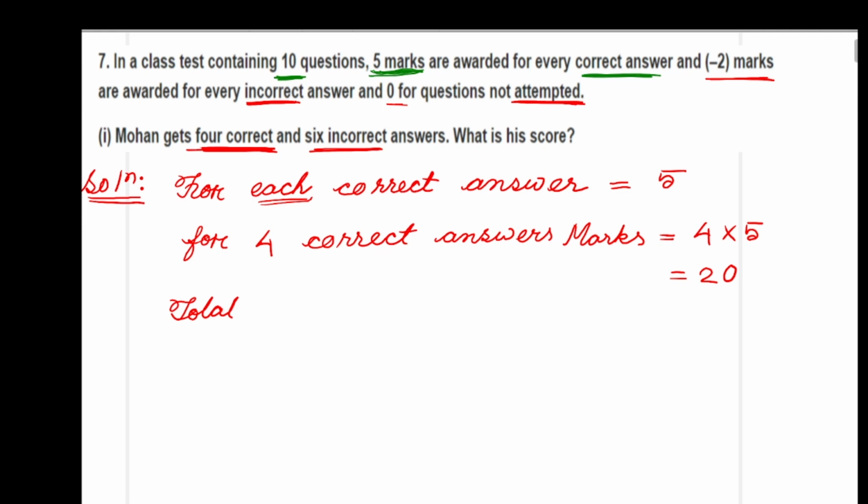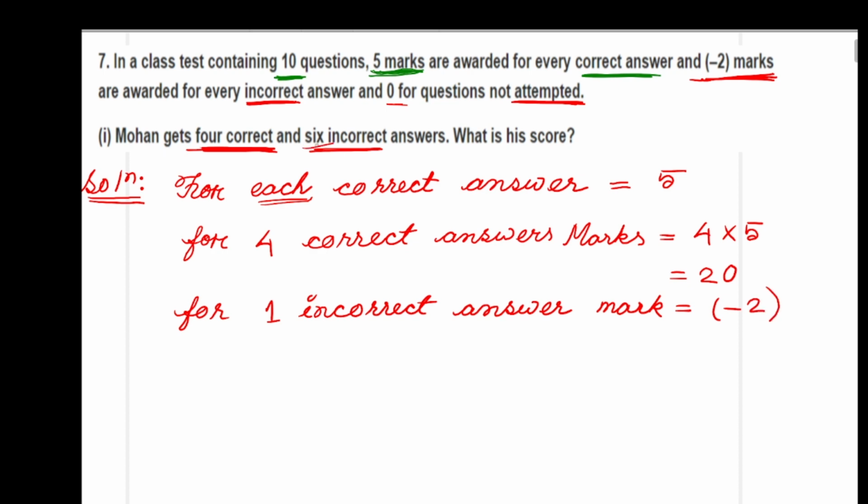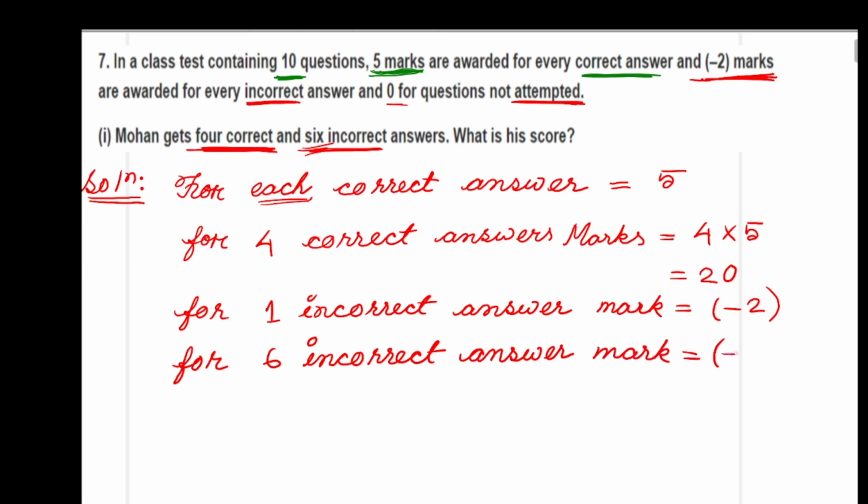Then you have to write like that. For one incorrect answer, marks equal to, what is the marks for one incorrect? Minus 2. Now Mohan has how many incorrect answers? 6. So for 6 incorrect answers, marks equal to minus 2 into 6, it becomes minus 12.